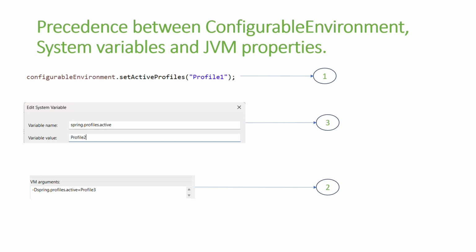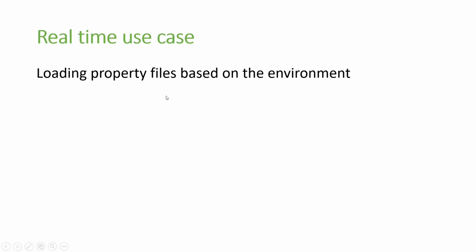Now, a real-time use case: loading property files based on the environment. This is very important. Don't skip this video. From here we will understand practically how we use these profiles in real-time projects, using this real-time example. I worked on some 4 to 5 Spring projects where we configured based on profiles, and I will show you now. We will see the practical example once. Now for this, let's get into the IDE.